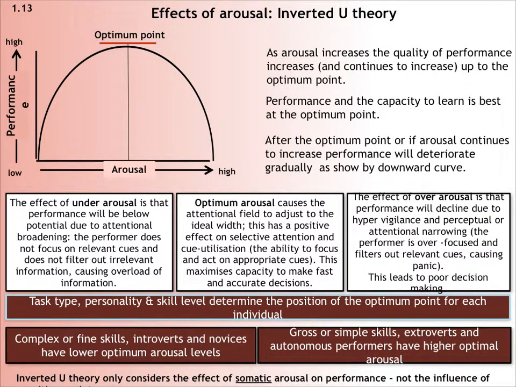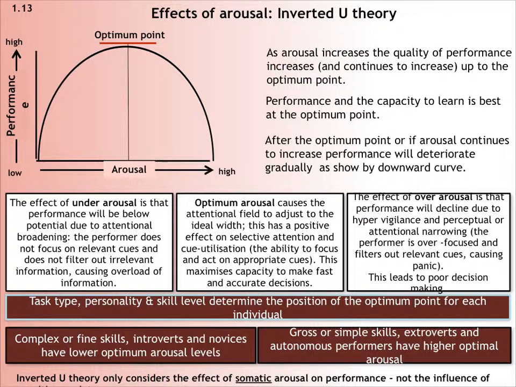Okay, we'll move on to the inverted U hypothesis. Again, the y-axis stays the same and the x-axis stays the same. This one suggests that as our arousal increases, so does performance. We need to try and get our performers to the optimum point. The performance and the capacity to learn is best at this point, and to perform any skill. Learning is the best at this point here. If the arousal continues to go high, we'll see a deterioration and a downward line with performance. So this suggests that if you get too highly aroused, your performance will decrease and it will go down slowly. So we have a look at the three things down here.